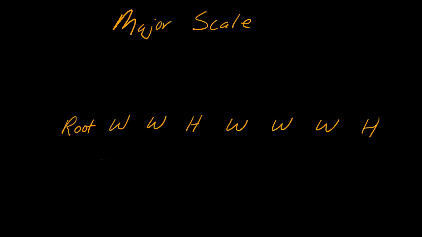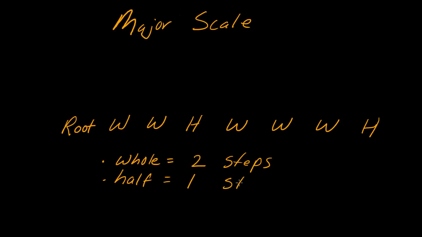Now what you do need to know is what a whole note is, or a whole step. Whole represents 2 steps. And a half represents 1 step. I don't know why it's that way. It just is. And so if you can memorize this, this is basically the formula, or what I call the phone number of the major scale. You pick a root, and from that root, you count whole, whole, half, whole, whole, whole, half.